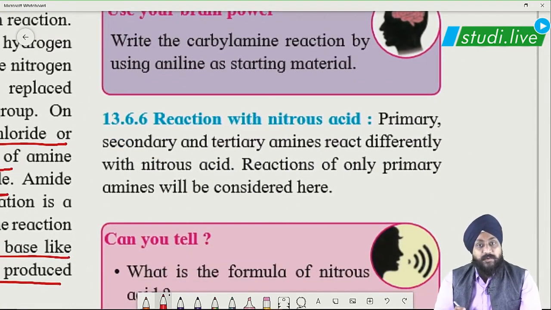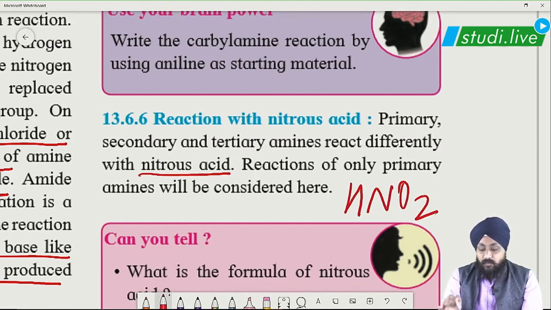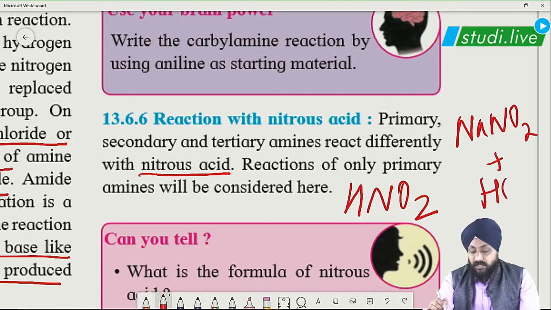Now here, students, what are we going to do? We are going to talk about reaction with nitrous acid. See, primary, secondary and tertiary amines are going to react differently with nitrous acid. Now what is this nitrous acid? You say nitrous acid is going to be your HNO2. It is obtained by reacting NaNO2 with what? With your dilute HCl.